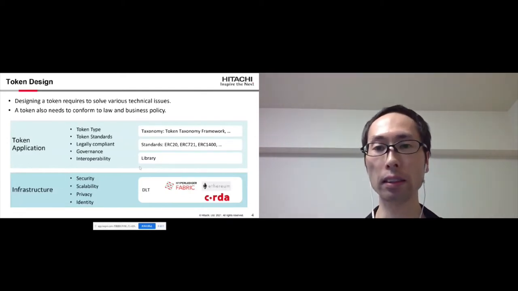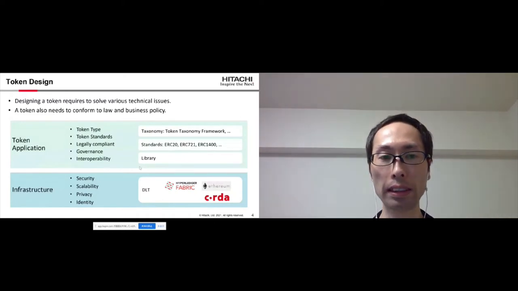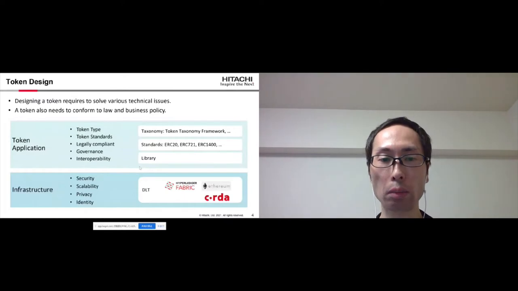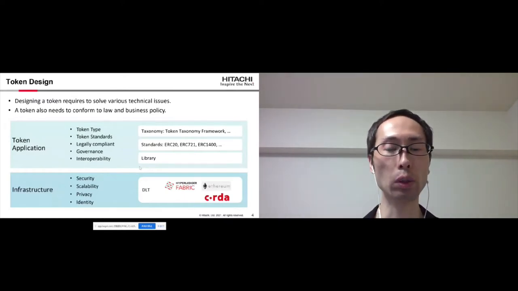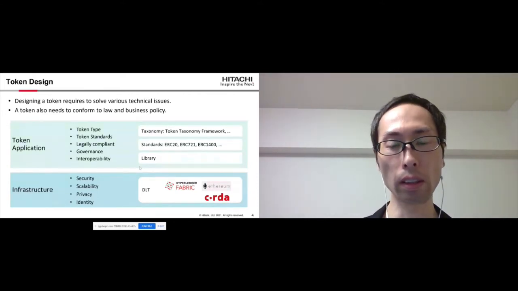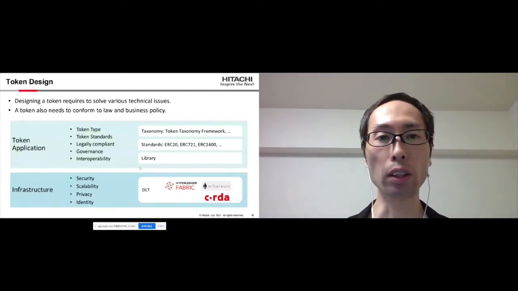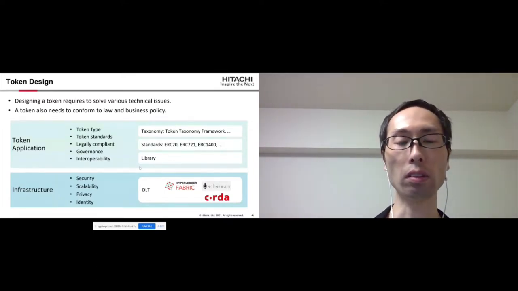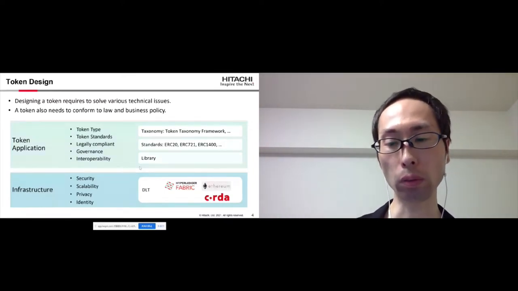After designing the token application, we also design the infrastructure. To satisfy our requirement, we design security, scalability, and privacy of infrastructure. And we also need identity management system. So these are the stacks of token application and infrastructure.